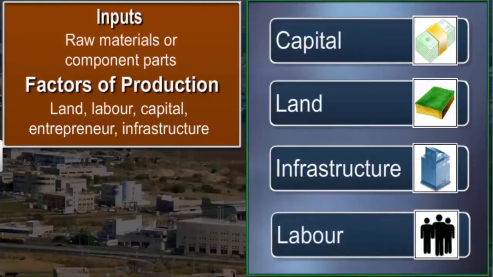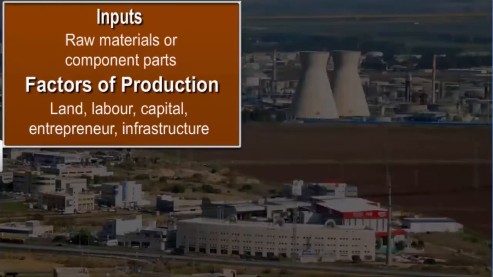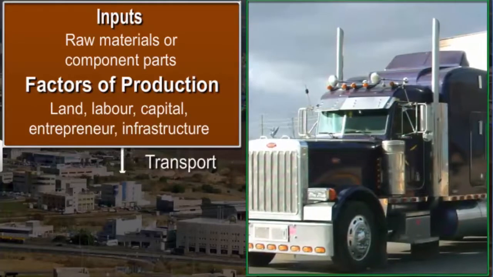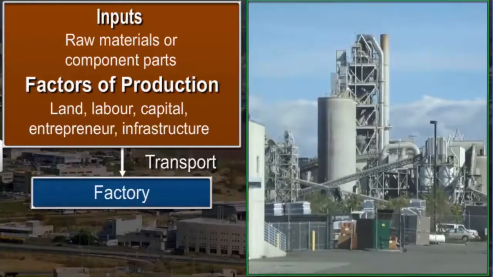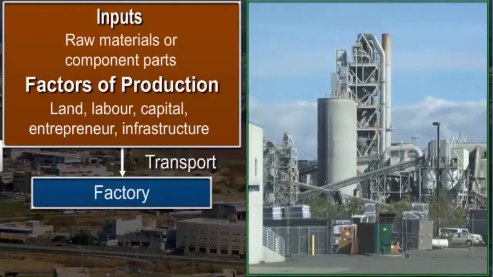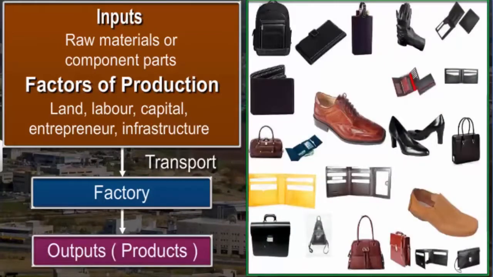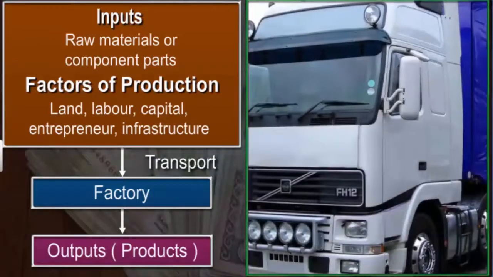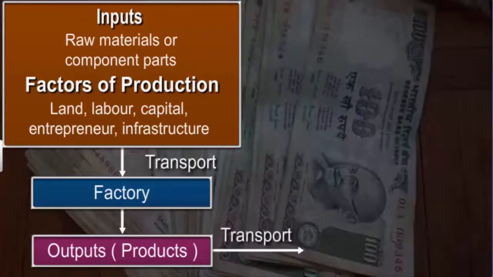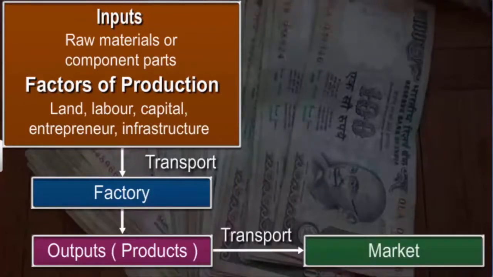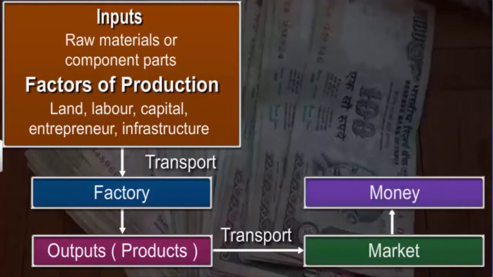Next, you need to find transport to get all the inputs to your factory where the finished goods are manufactured as output. Once the goods have been manufactured, you need to transport them to the market where you sell them and earn money. This money is used to arrange for more inputs to carry on the production in your factory.